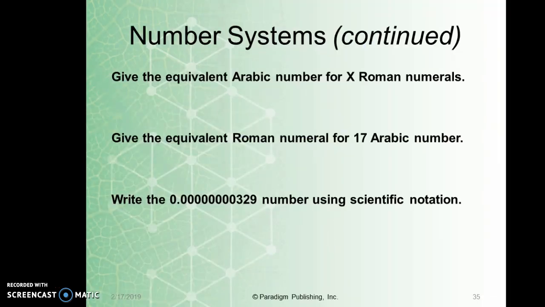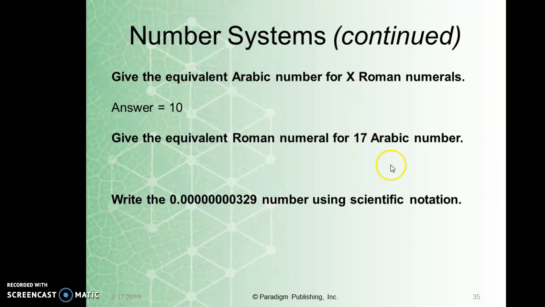Give the equivalent Arabic number for the Roman numeral X. What does the X signify? A 10. Next, give the equivalent Roman numeral for the Arabic number 17. So again, we have 17, and we want to separate this. We have 10 plus 7. 10, we know, is X. Then 7, we want to add.